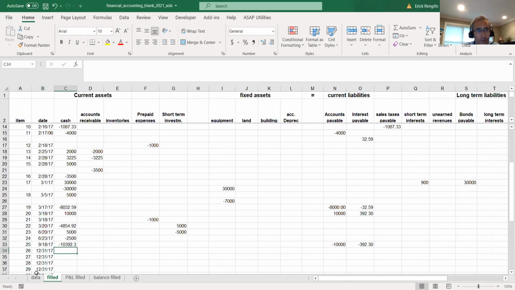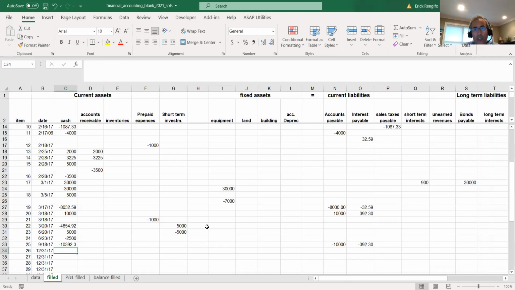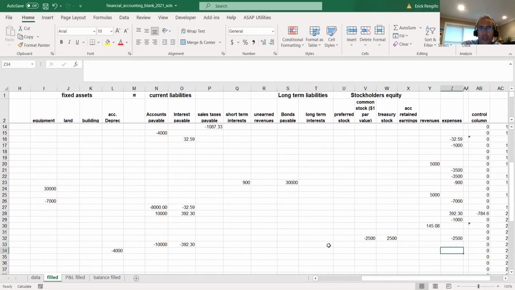26. Depreciation of building, $4,000. Okay, so what I will do is depreciation. I can do this as accumulated depreciation. I do this $4,000 here. Depreciation is here, and then this is an expense.